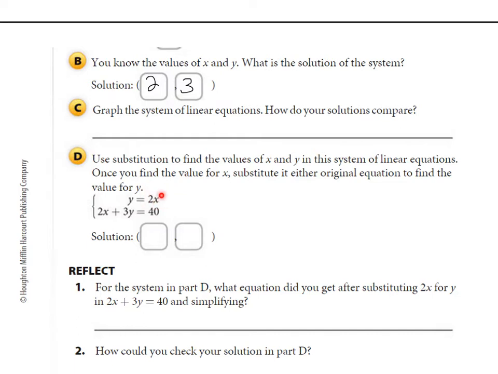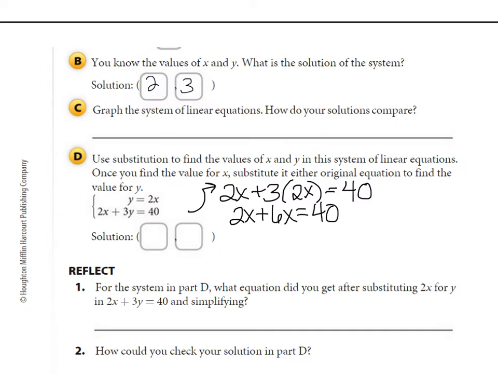We're going to take the 2x and plug it in for y, because that's what y is equal to. So I'm going to rewrite the second equation, 2x plus 3, but I don't want to write y. I want to write what I know y is equal to, which is 2x. And then we continue writing the rest of the equation, which is equal to 40. So now I can simplify this. I have 2x plus now 6x equals 40. Well, 2x plus 6x, they're on the same side, so we know that's 8x.